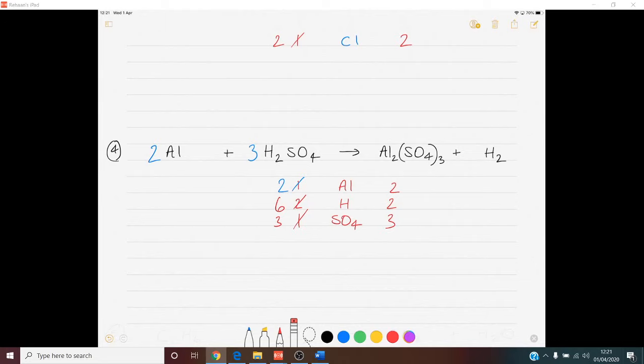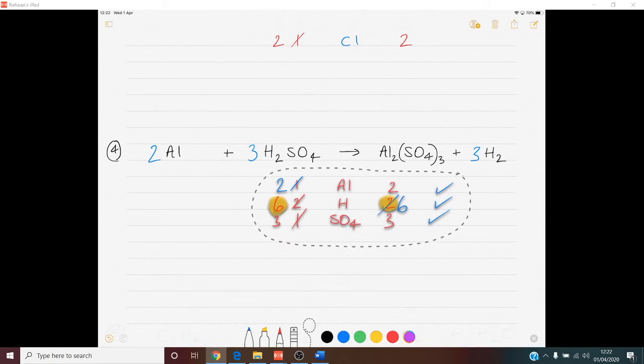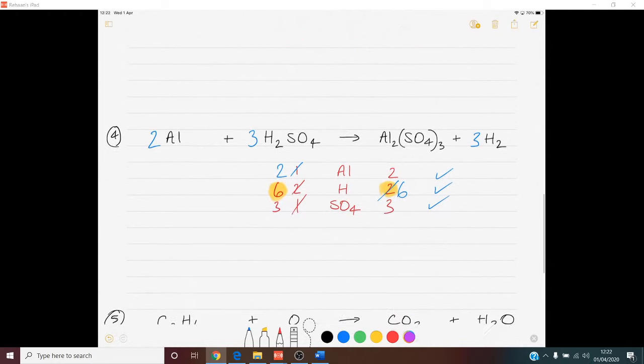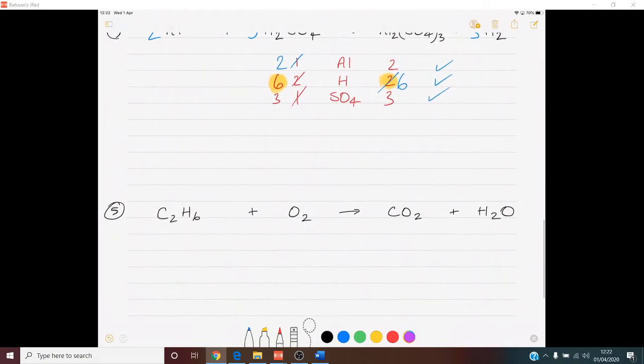And then finally, hydrogens. There's an issue with hydrogen. 6 hydrogens on the left, only 2 on the right. So we're going to go ahead and chuck a number 3 in front of H2, which changes to 6. So those of you who got this correct, this is the kind of question that may come up in your GCSEs. It's designed to be slightly trickier, but you have the skills, you have the tools now to do this correctly. You got that correct, well done. And that moves us on to the next.